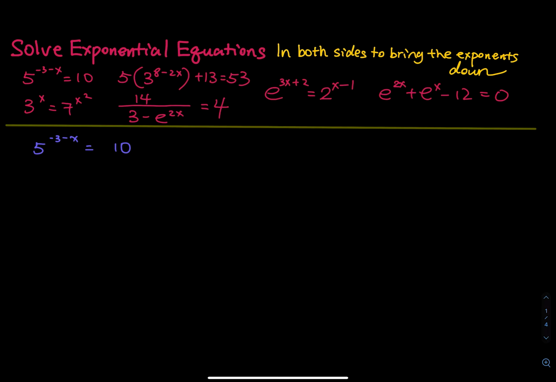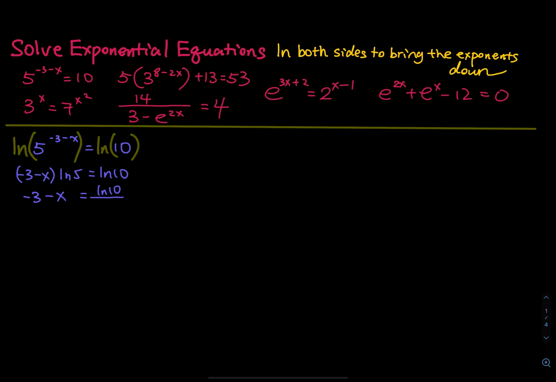So the first step is I will just ln both sides, because that is the only way to bring the power down. So we bring this down, (3 - x), let's put that in the parenthesis. We have ln 5 equals ln 10. And then what we are going to do next is we want to do everything we can to isolate x on one side. We have (3 - x) equals ln 10 divided by ln 5.